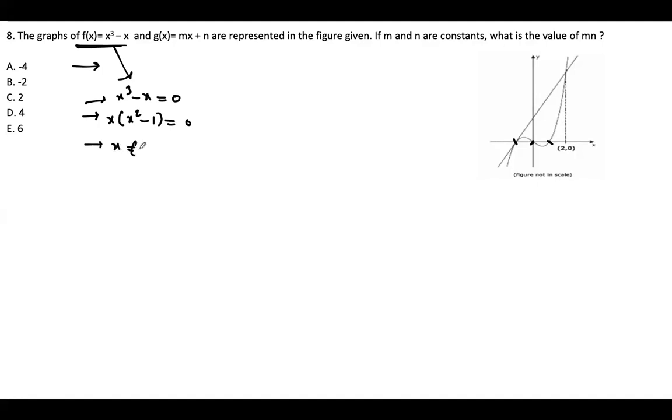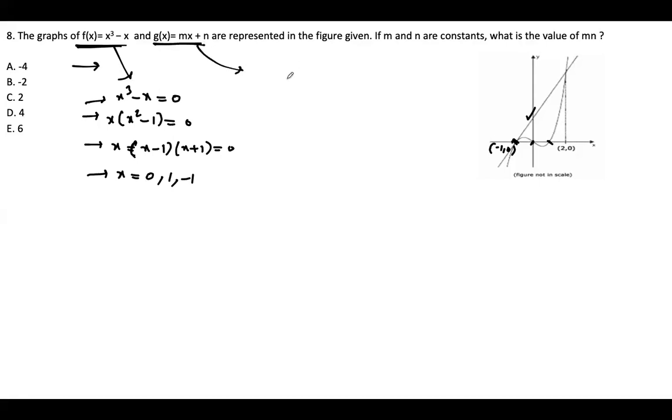So x into (x minus 1) into (x plus 1) is equal to 0. So x is 0, 1, or minus 1. So at this point x is minus 1 comma 0, and this line is passing through that point as well.